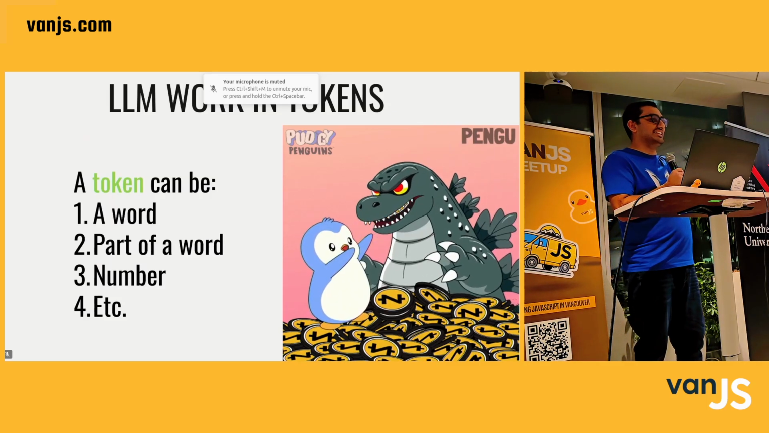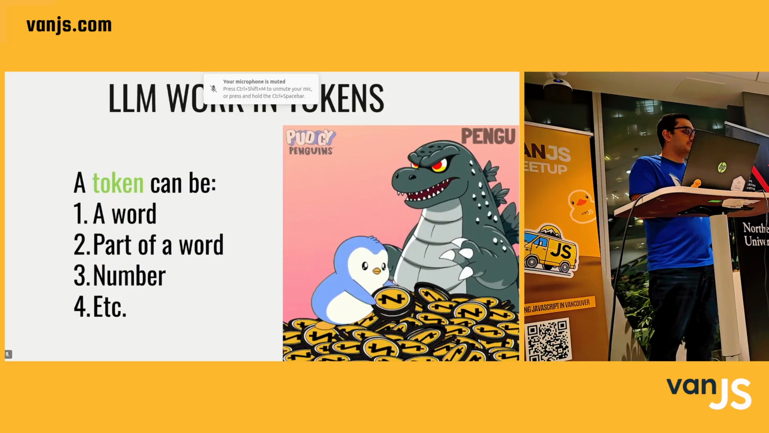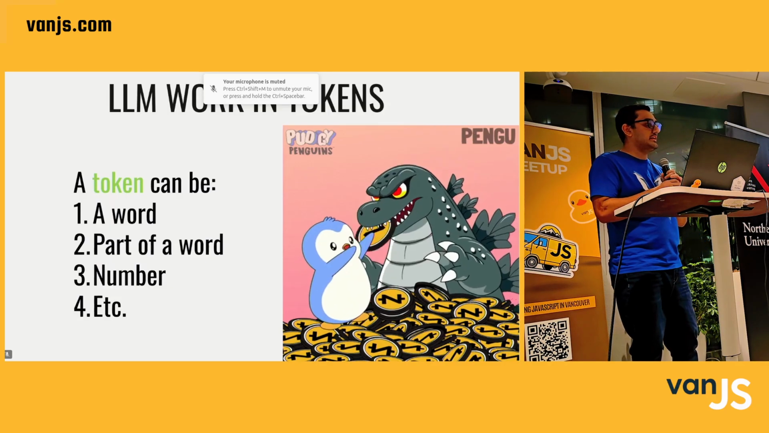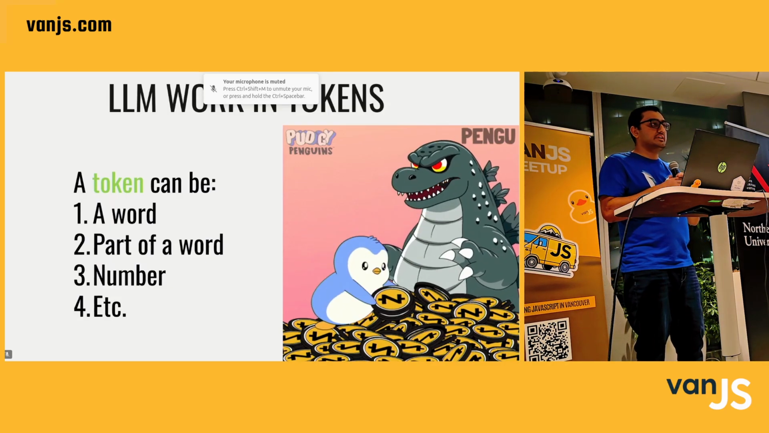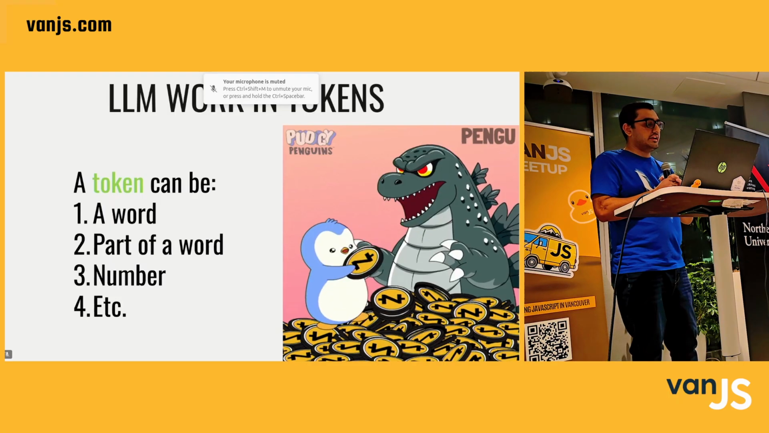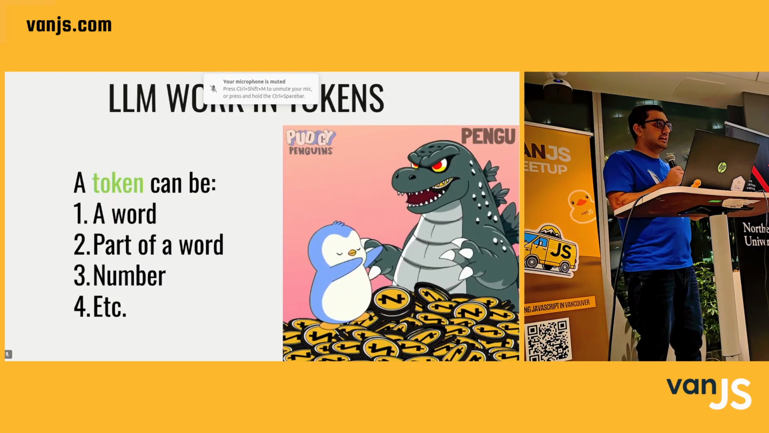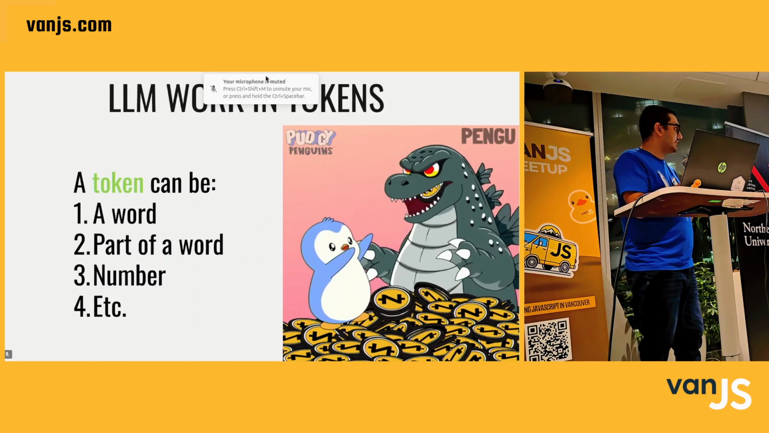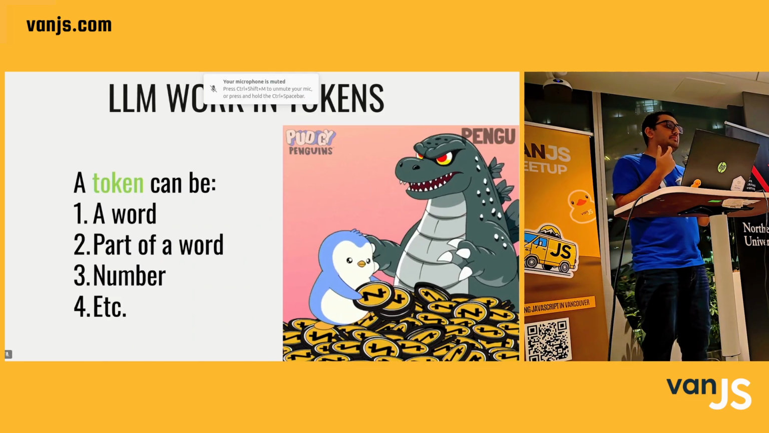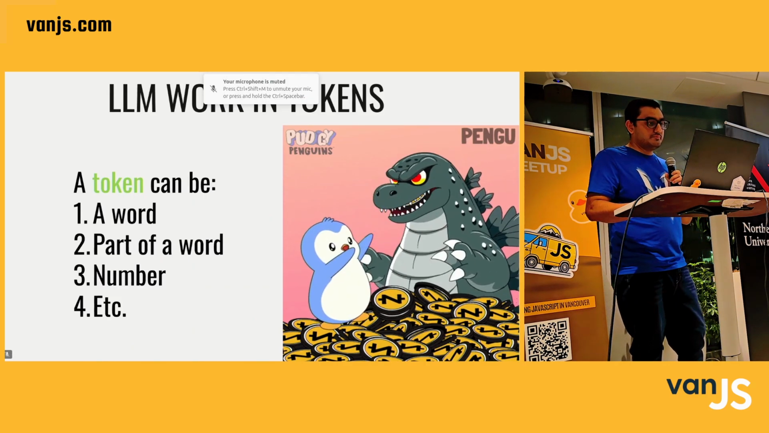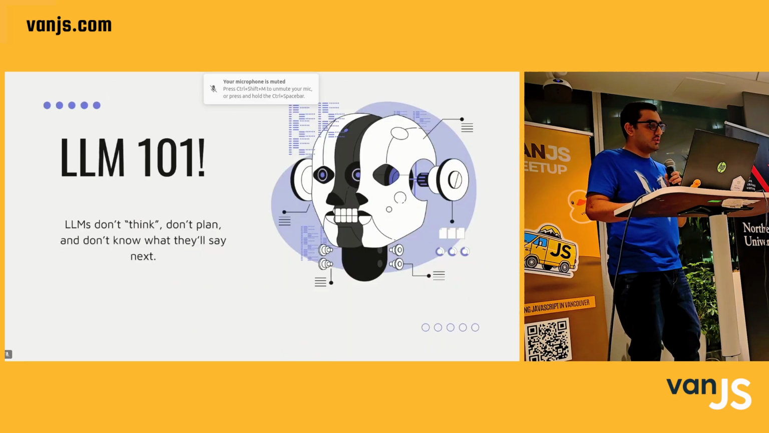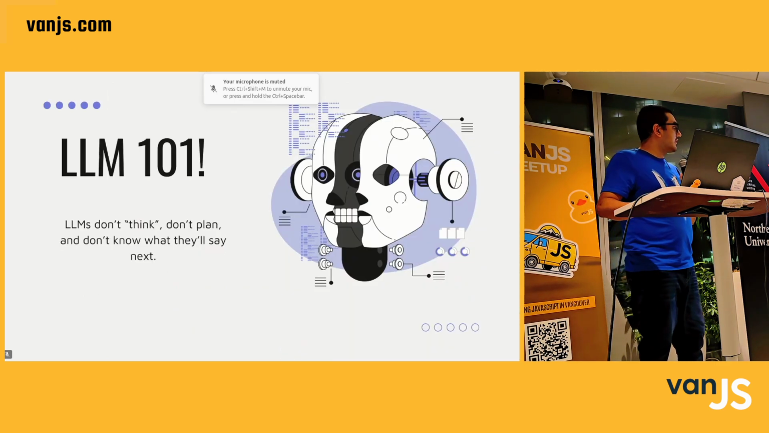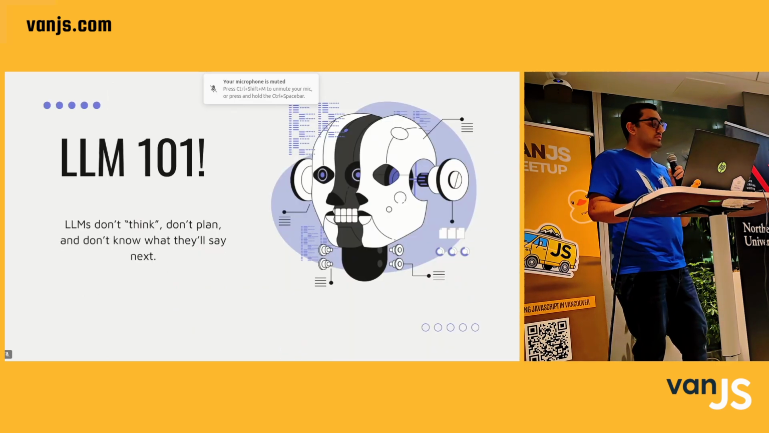It's actually right there. It can be a word. It can be a part of a word. It can be a number, or it can be other than that as well. It can be a lot of things, but it can be a word, and it can be smaller than a word. So LLMs work in tokens. We're going to talk about how they work in tokens.